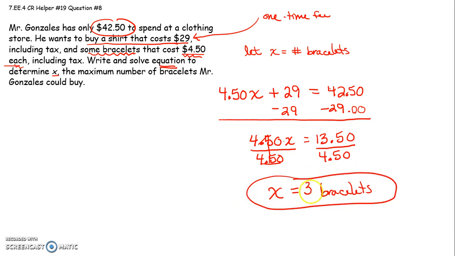And I'll tell you, even if this had come out to be 3.87, he'd still only have enough money for 3 bracelets. You can't buy 0.87 of a bracelet. I hope that helps. I know yours is about an amusement park, but trust me, the underlying structure of the two problems is exactly the same. I hope that helps.